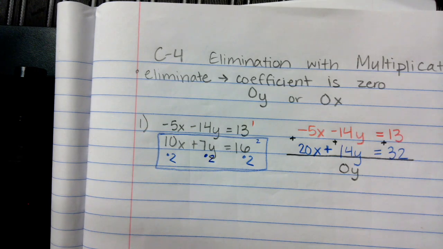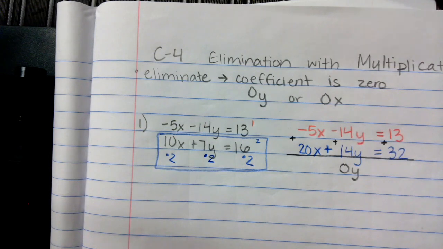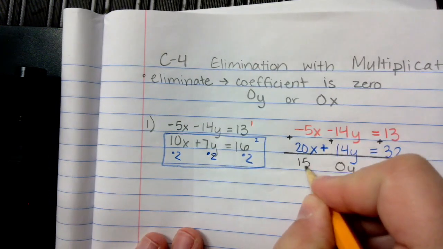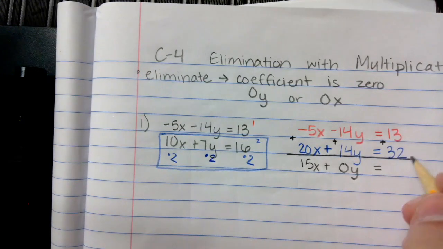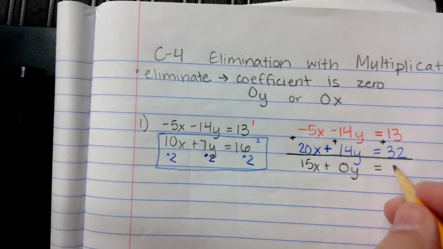So negative 5 plus 20, positive 15x, 40. And then 13 plus 32, 45.